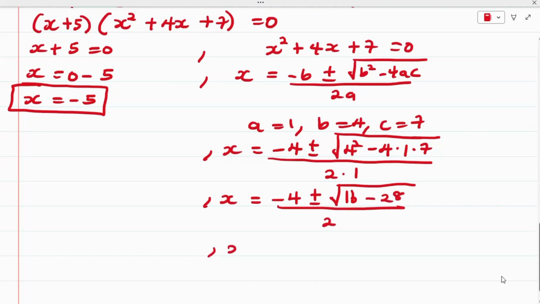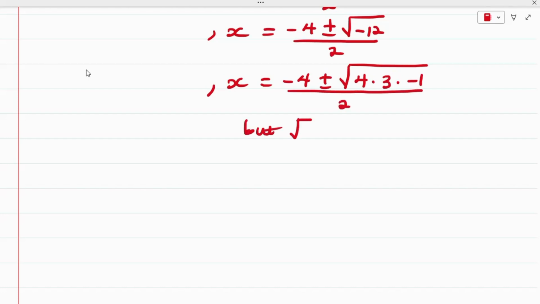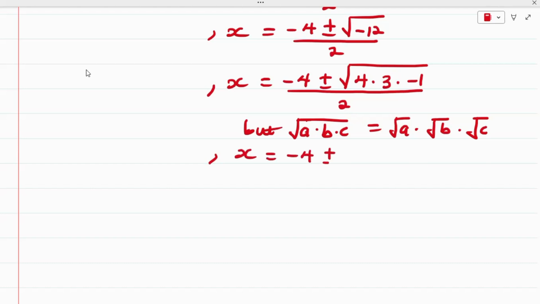So we have x = (−4 ± √(16 − 28)), and 16 − 28 gives us −12, and this is divided by 2. So we have x = (−4 ± √12) / 2, where −12 can be expressed as 4 × 3 × (−1). But we know that the square root of a × b × c is equal to the square root of a times the square root of b times the square root of c. So we have x = (−4 ± √4 × √3 × √(−1)) / 2.